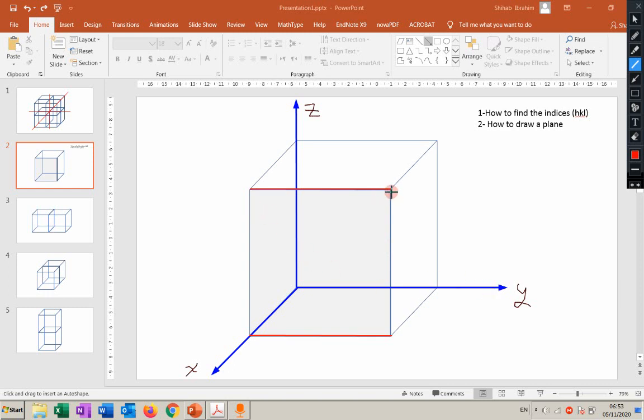If I check the vertical side of the plane, this is parallel to z. So since the two edges are parallel to z here again, we know that this plane does not intersect with the z-axis.